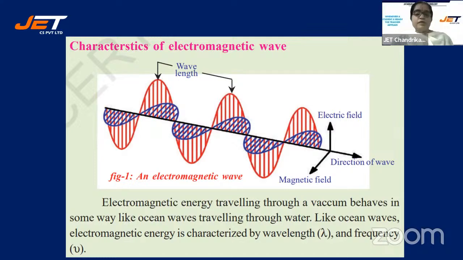Like ocean waves, electromagnetic energy is characterized by wavelength lambda and frequency nu. From one peak to another peak, the distance is the wavelength, and frequency is the time taken for one complete cycle in a unit time. It is per unit time how many cycles pass through a point. That is frequency.